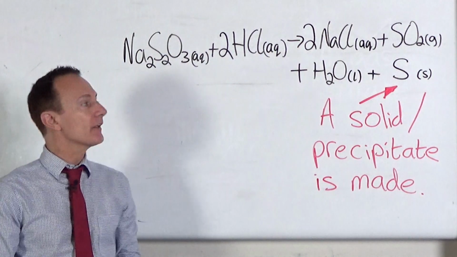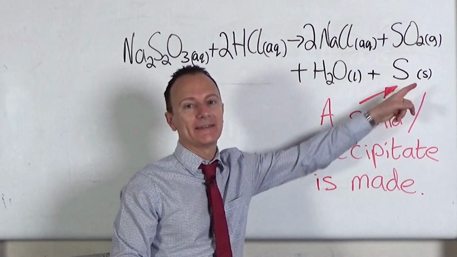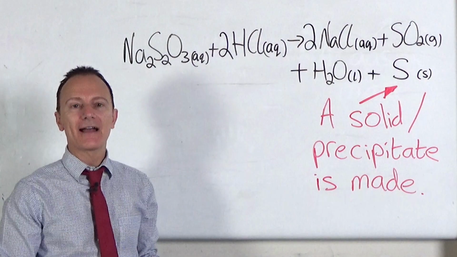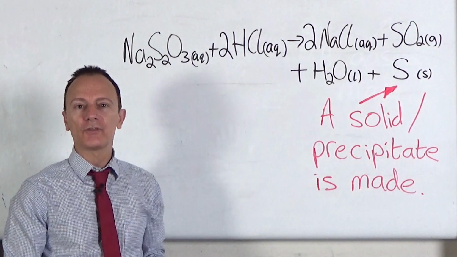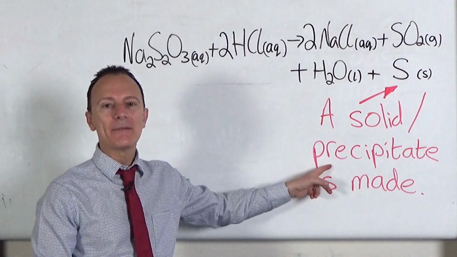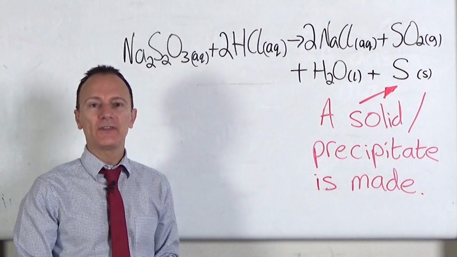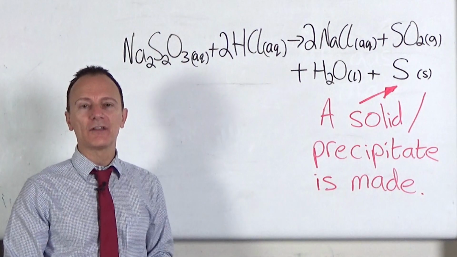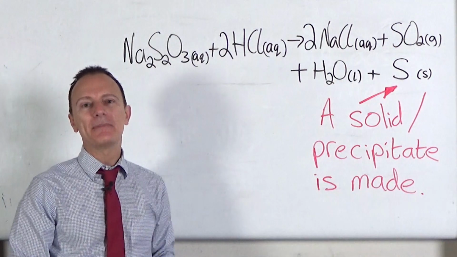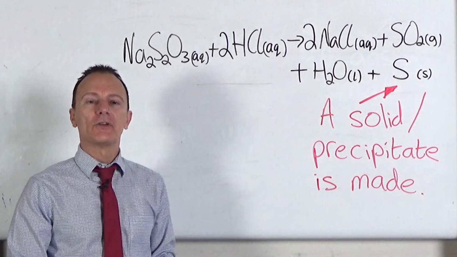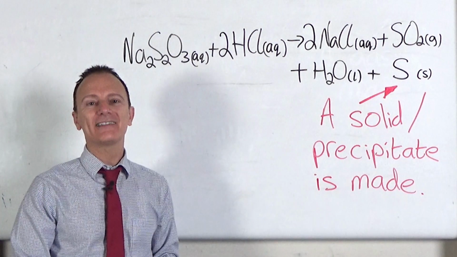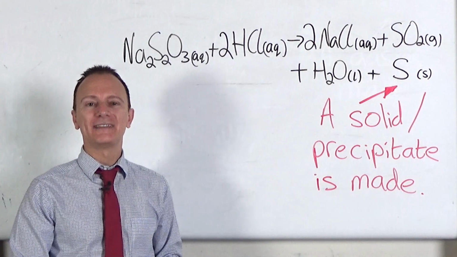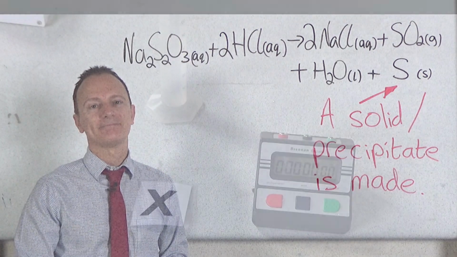Sometimes in a chemical reaction, a solid is made. And if that solid is made by reacting together two liquids or two solutions, we call it a precipitate. And we'll notice that because the solution will start to go cloudy as tiny bits of solid are formed. So to measure the rate of reaction in this case, we use something called the disappearing cross method.